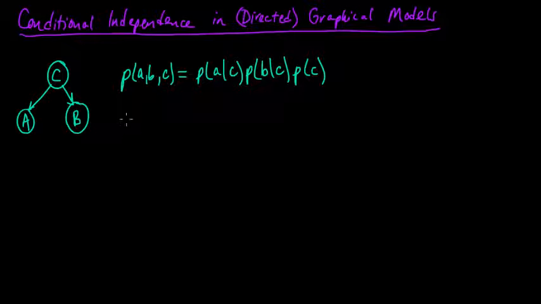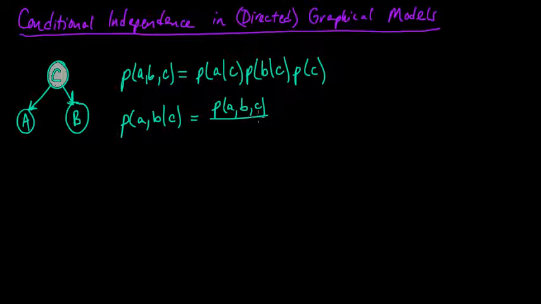So now let's think about what happens if we condition on c. What is the conditional distribution on a and b given c? Let's denote the fact that we're conditioning by filling in c here. Well, this is just the probability of all three of them divided by the probability of c. If we plug in the formula above, the probability of c cancels, and we get the probability of a given c times the probability of b given c.